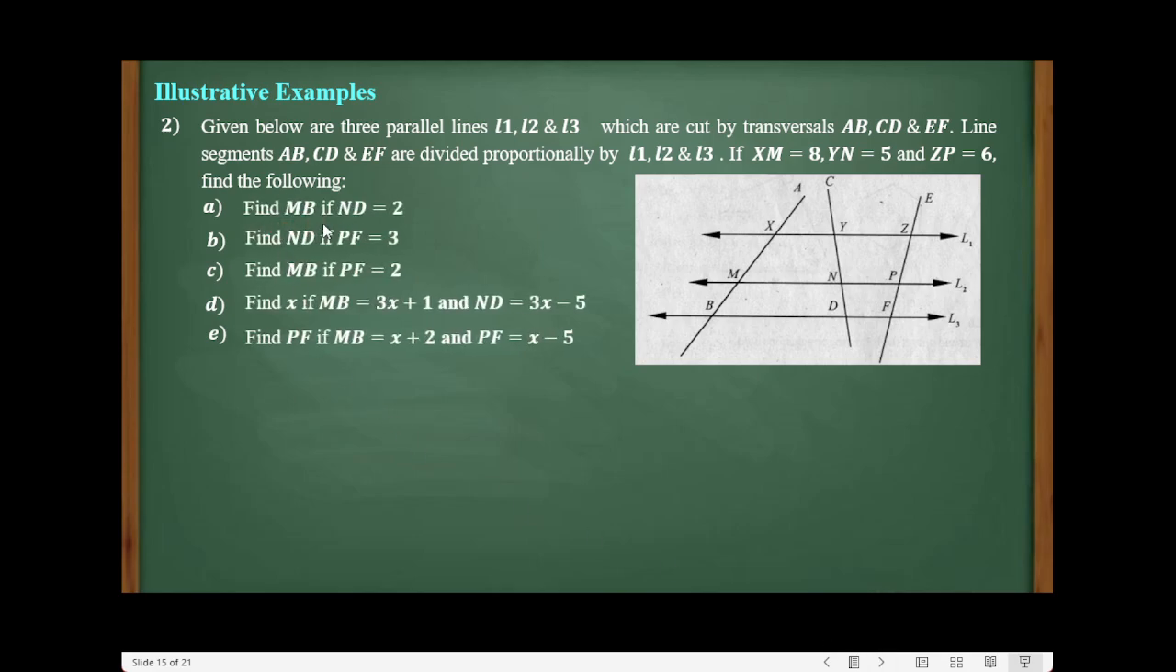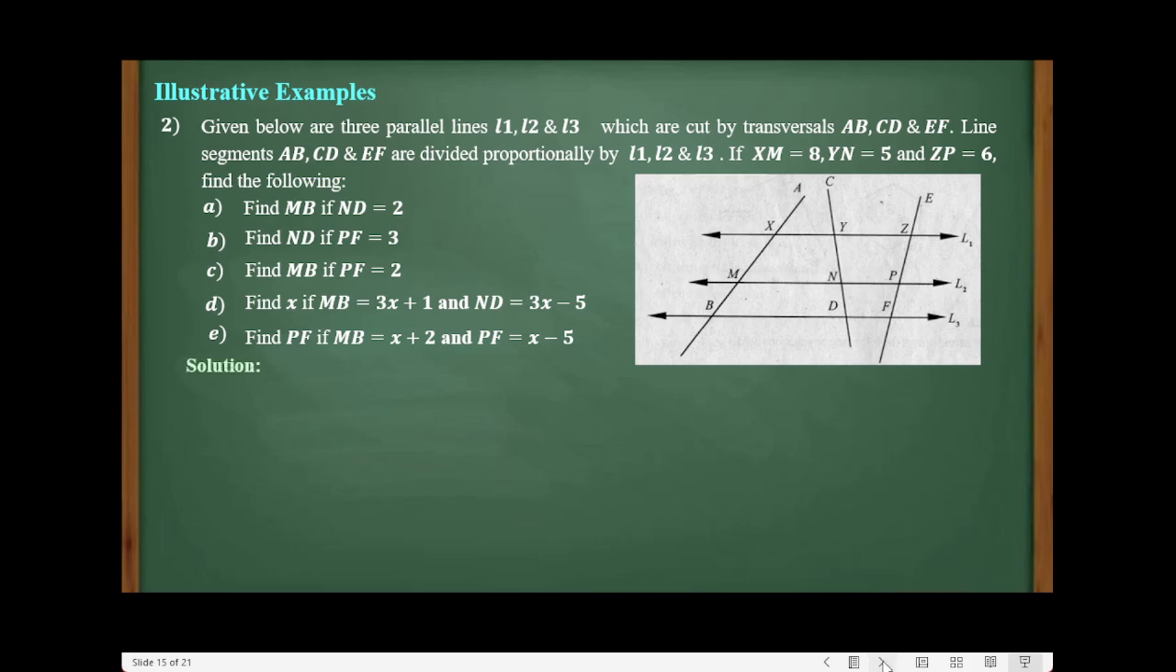Find MB if ND is 2. For letter B, find ND if PF is 3. Letter C, find MB if PF is 2. Letter D, find X if MB is 3X plus 1 and ND is 3X minus 5. Then finally, for letter E, find PF if MB is X plus 2 and PF is X minus 5.